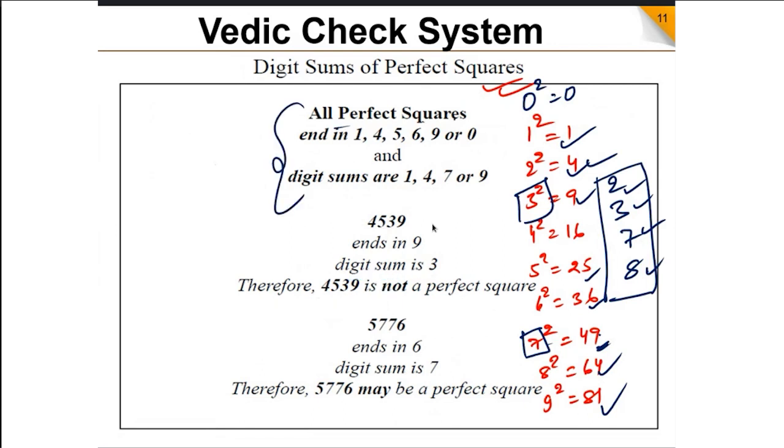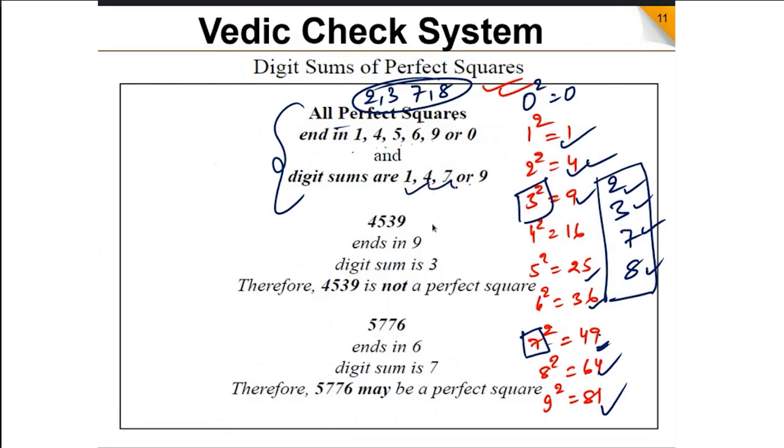All perfect squares end with 1, 4, 5, 6, 9 or 0. अगर वो perfect square है तो 2, 3, 7 और 8 को छोड़ के ही कोई यूनिट प्लेस पे आएगा. एंड डिजिट सम्स आर ऑलवेज 1, 4, 7 और 9 ही होगा. क्या होगा डिजिट सम? 1, 4, 7 and 9. यहाँ पे डिजिट सम क्या आया था? 3. So this is not a perfect square. Simple. Get it? So if somebody is asking you whether this is a perfect square or not, simply find the digit sum of this value and get it.